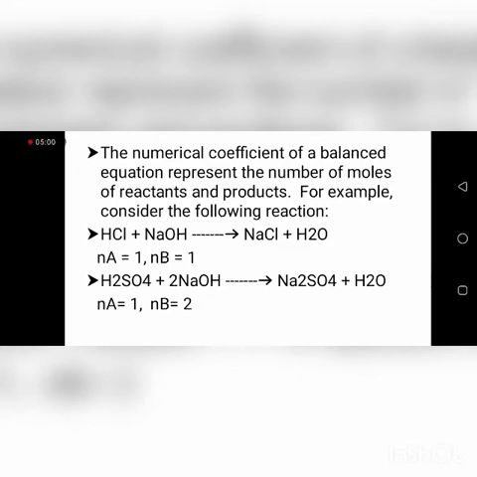There is no number before it. That automatically proves that 1 is before it, so the number of moles of base is also 1. If we look at the second equation, where tetraoxosulfate(VI) acid reacts with sodium hydroxide to give sodium sulfate plus water, this is a neutralization reaction. Now, the number of moles of acid in this case is 1, and for the base, if you look at sodium hydroxide, the number before it, that is the coefficient, is 2. That shows that the number of moles of base is 2.